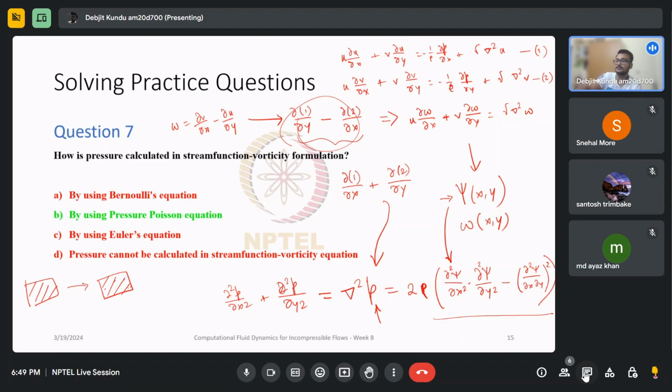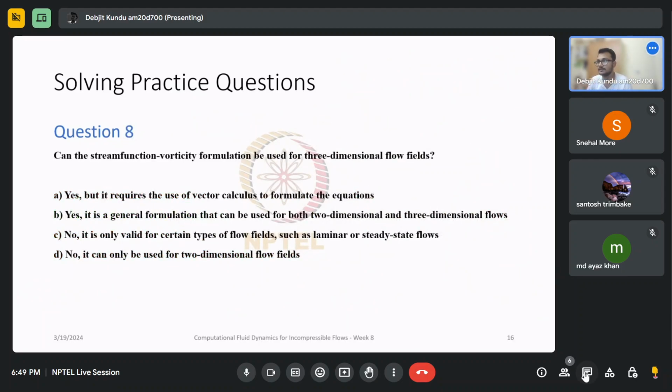All right, so we'll move on to question number 8. This is asking us, can the stream function vorticity formulation be used for 3D flow fields, three-dimensional flow fields? Is it option A? Yes, but it requires the use of vector calculus to formulate the equations. Is it option B? Yes, but it is a general formulation that can be used for both 2D as well as 3D flows. It's a general formulation.